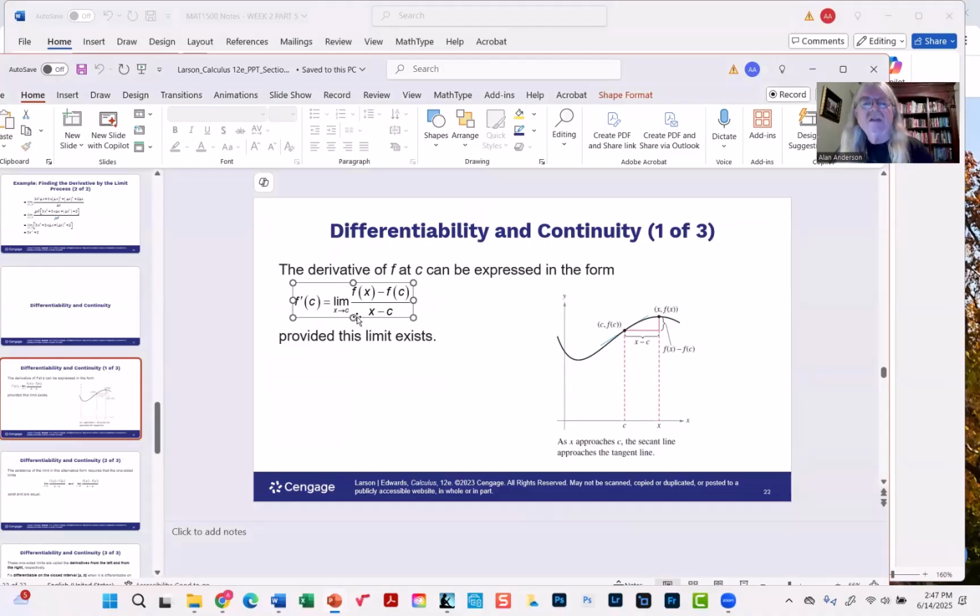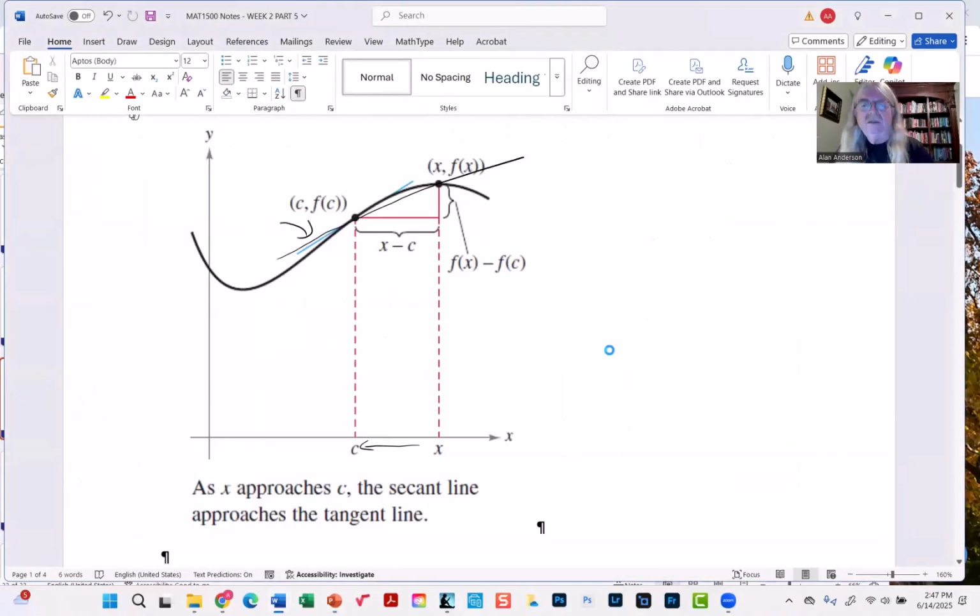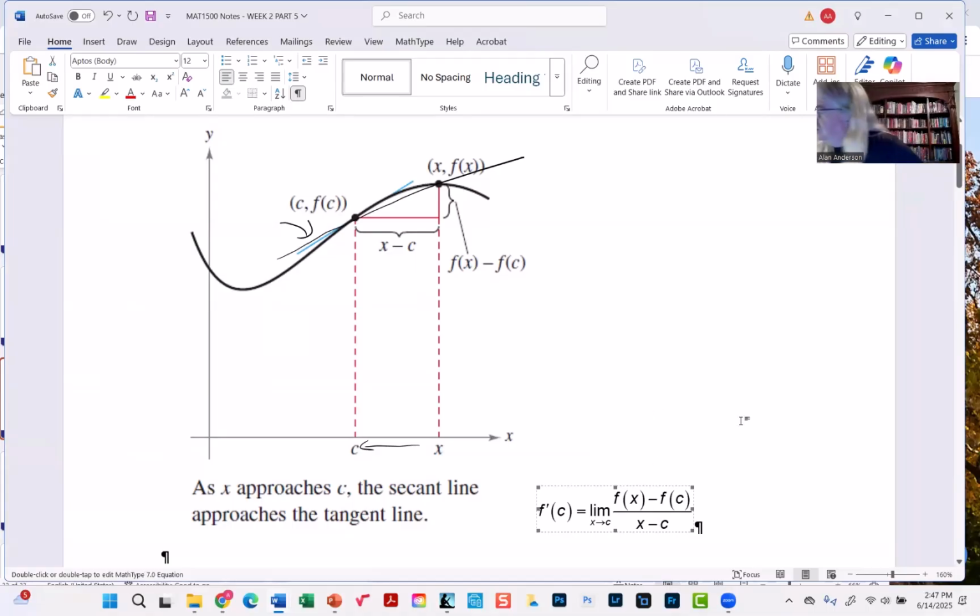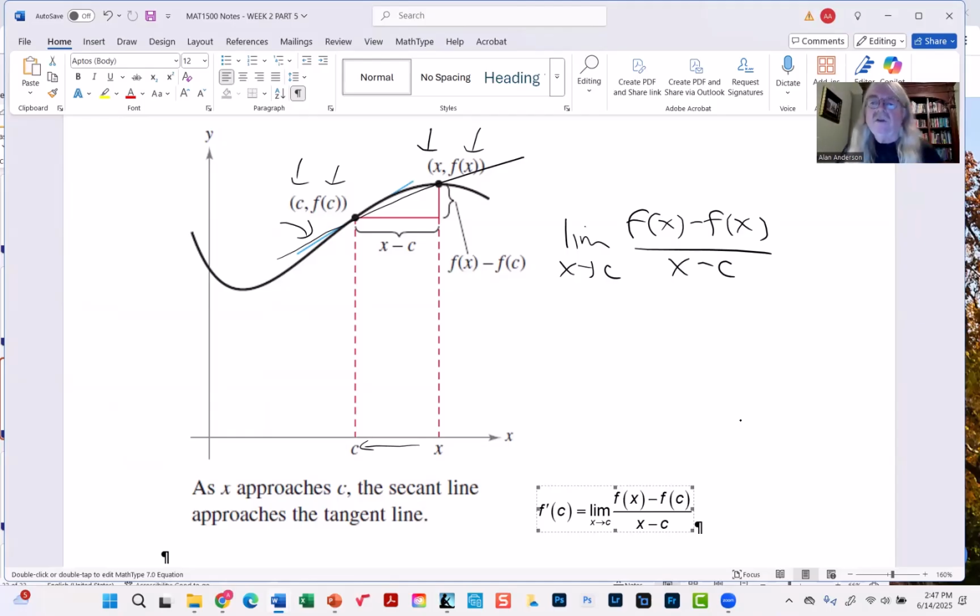So the way we formally define that is, if you look at this formula carefully, you'll see that we're taking the limit as x approaches c. In the numerator, we have the difference between the two y coordinates, and in the denominator, we have the difference between the two x coordinates. Okay, so in other words, it's just the slope. What you're seeing there is the slope of the secant line.